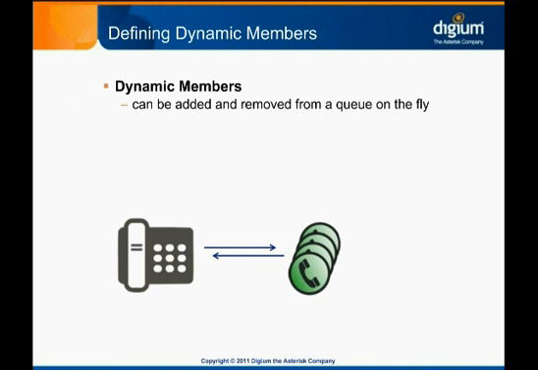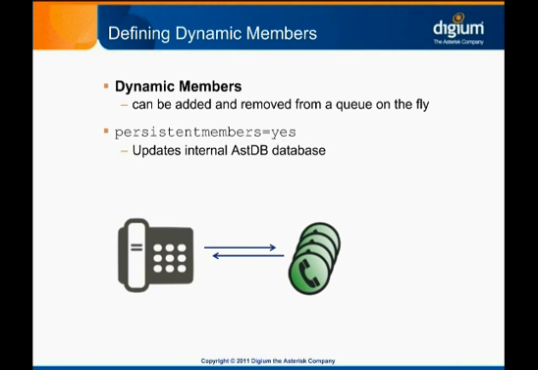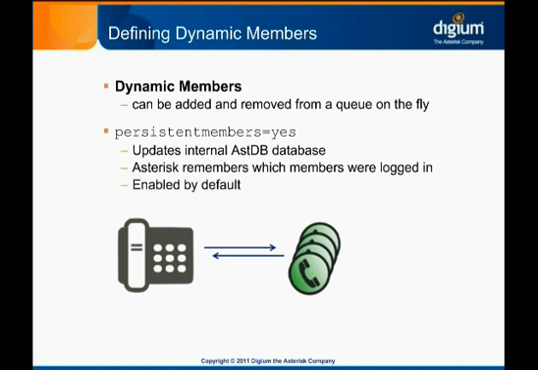In fact, Asterisk offers a way for dynamic queue members to be remembered even if Asterisk is restarted. If set to yes, the queues.conf configuration option, persistent members, causes Asterisk to update an internal database when dynamic members are logged in or out. This database maintains state even while Asterisk is not running, so when Asterisk restarts, it can remember which dynamic members were logged in when it stopped and treat them as if they're still logged in. This setting is enabled by default.